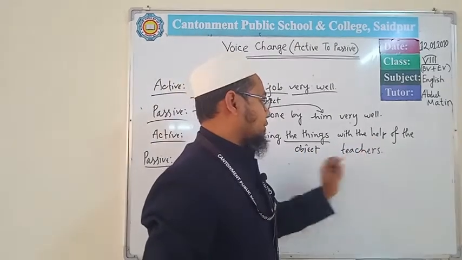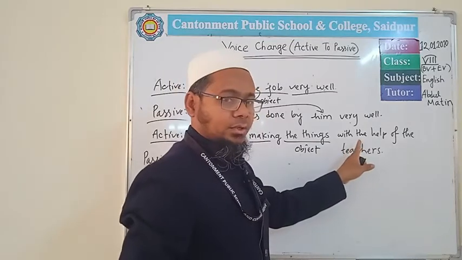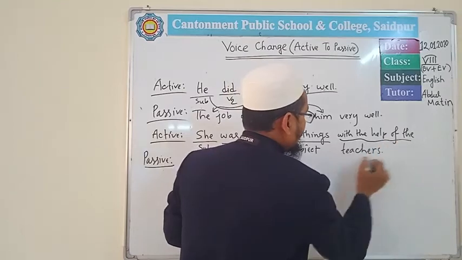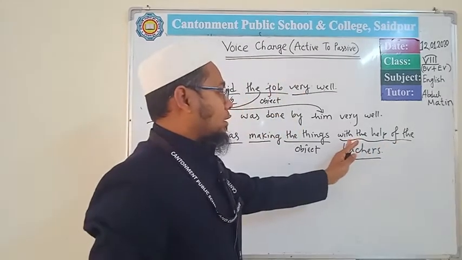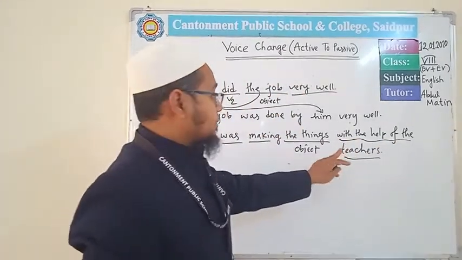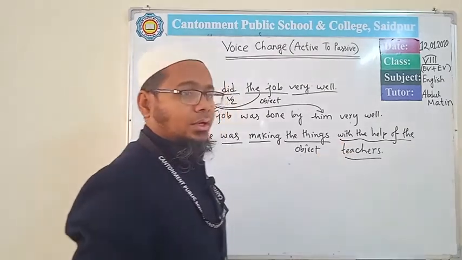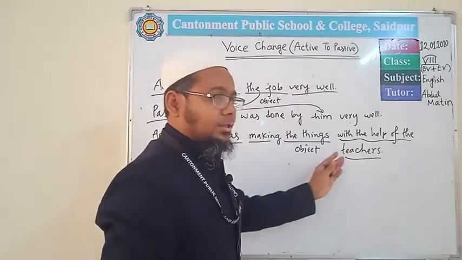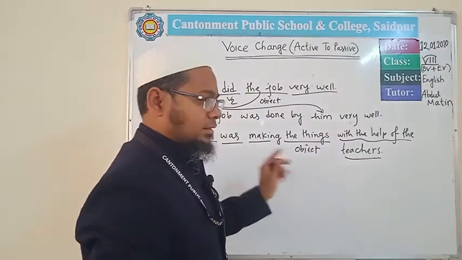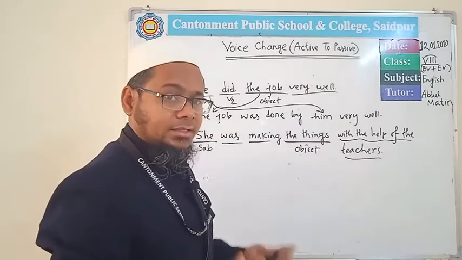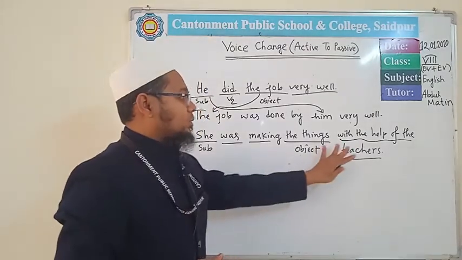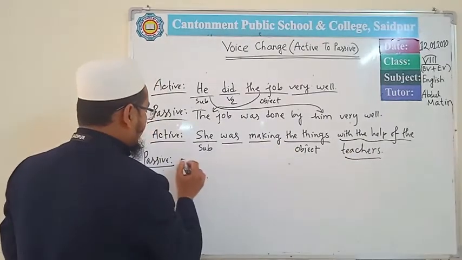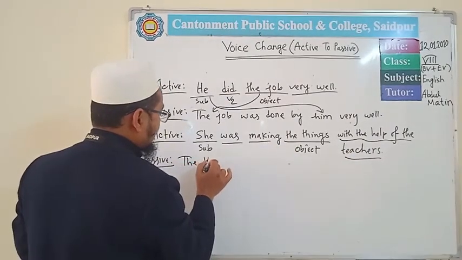With the help of the teachers, here these are the extra words. This is extension, and you can say this one also prepositional phrase, because it is started with preposition. So if you see any extra words or prepositional phrase or participle phrase, any kind of phrase in the sentence, then it will be regarded as extra words. Then it will be untouched. So the object will be here the things.